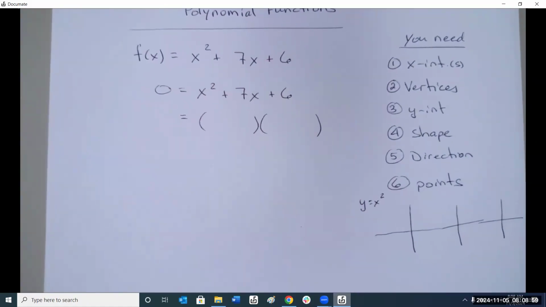The quadratic function has three possibilities. Close your computer. You don't need your computer. It's distracting you.